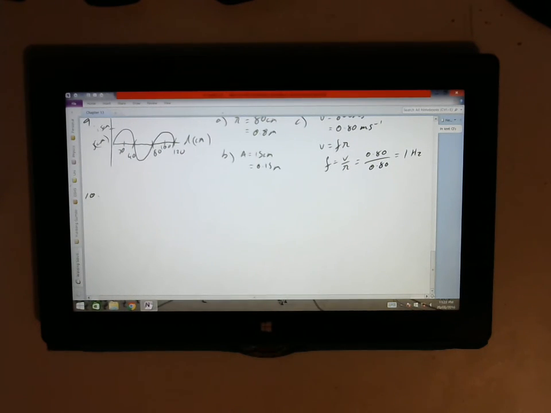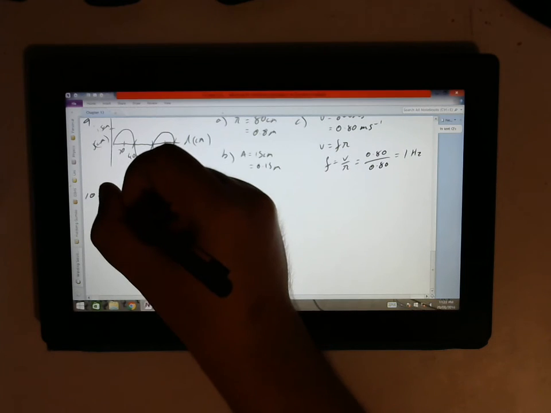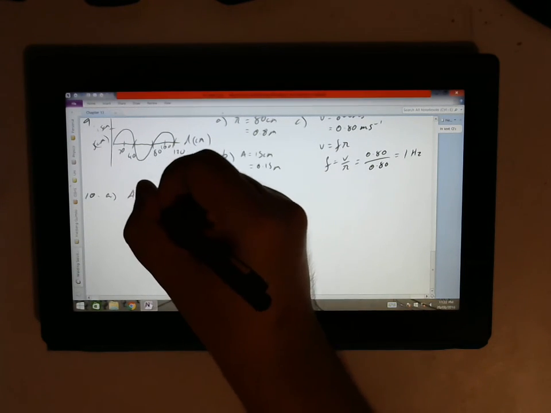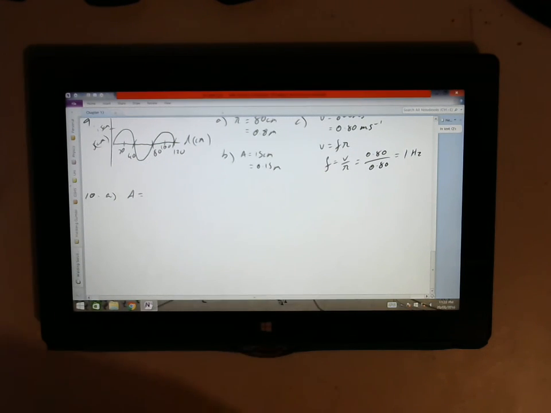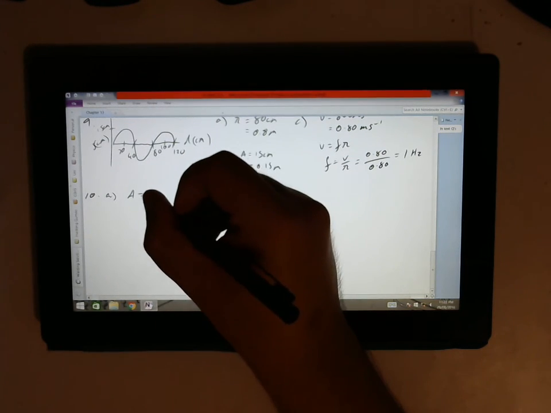Now question 10, we can see, has 2 graphs. I'm not going to draw them both, so make sure to be looking at them as we work through this. The first two parts are pretty simple, so let's start off with A. What is the amplitude of the wave? Have a look at your graph: we can see that the crests are peaking at 20 centimetres.